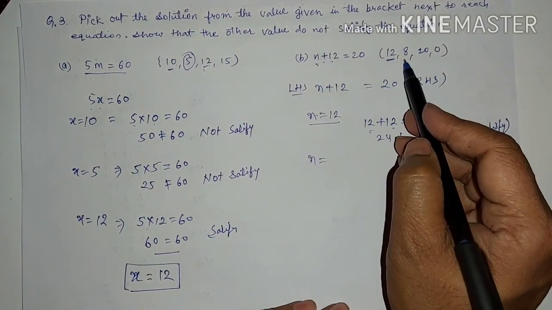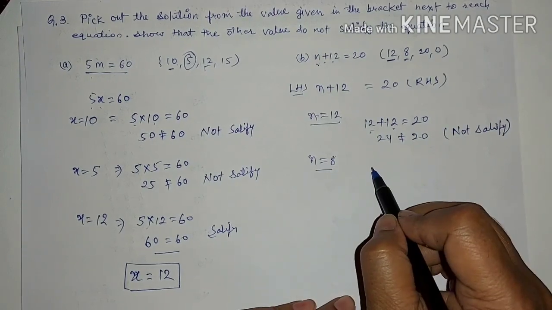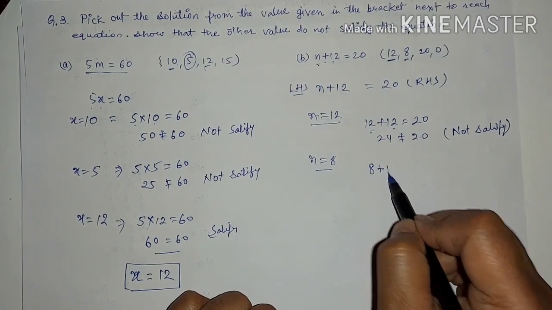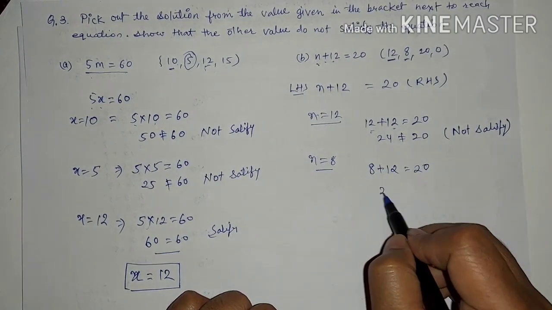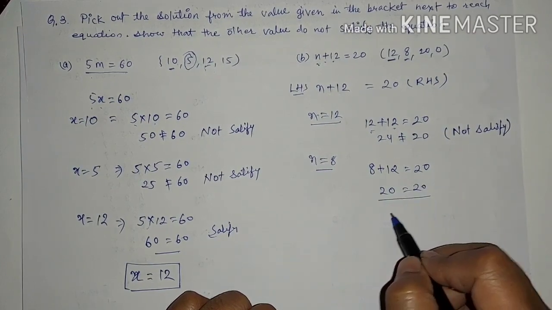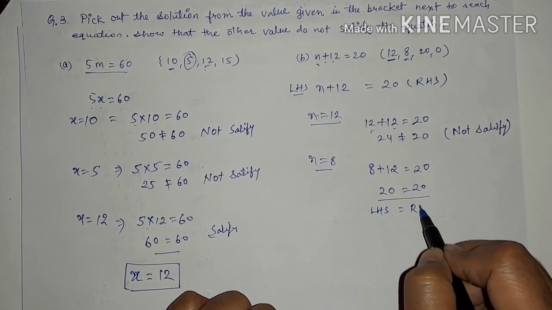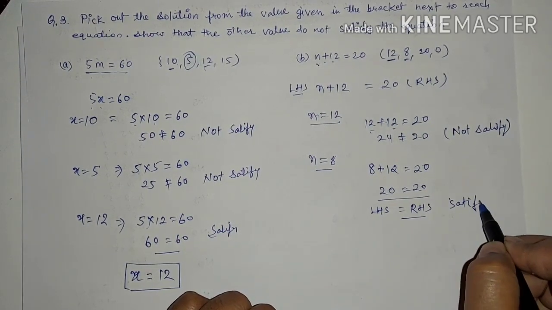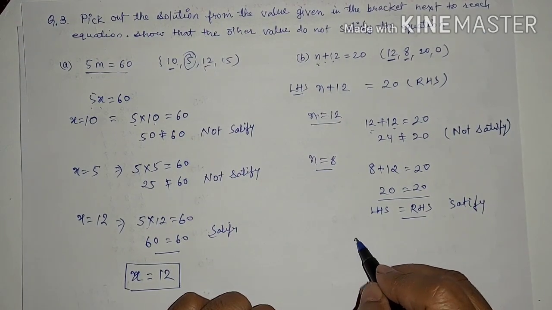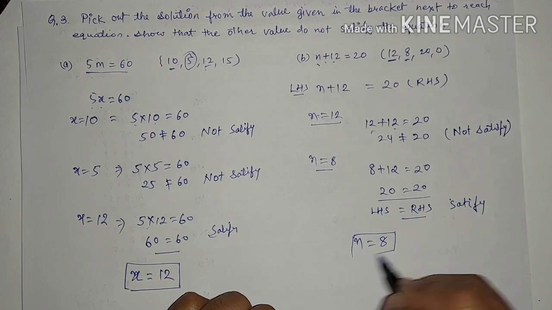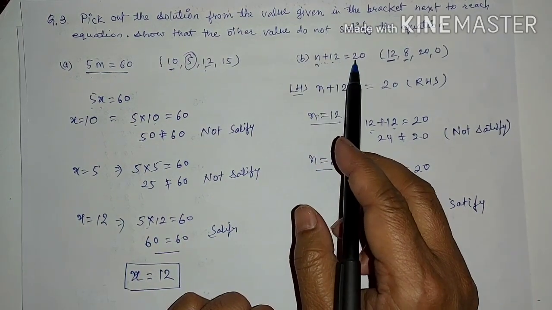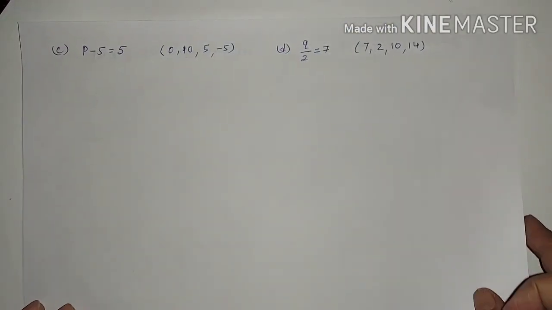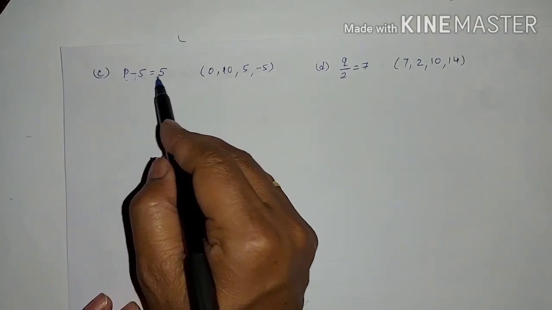Next is n is equal to the value 8. So n plus 12 means 8 plus 12 is equal to 20. That is 20 is equal to 20. Okay, it means the left hand side value is equal to the right hand side value. It means that it is satisfied. It means the value of n is equal to 8 satisfies the given equation n plus 12 is equal to 20.